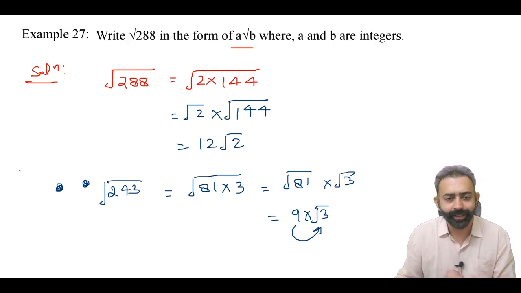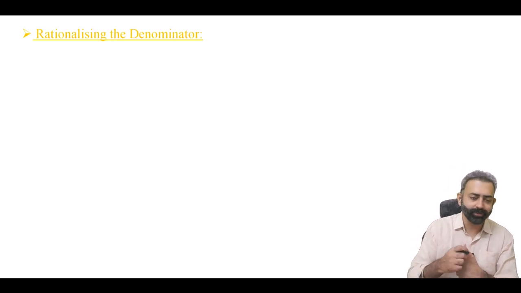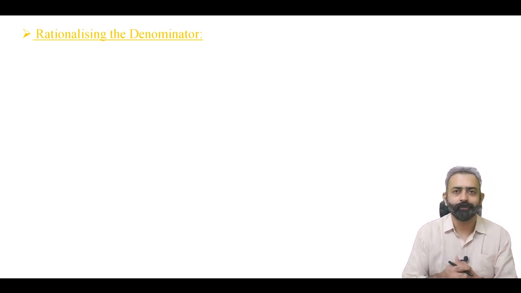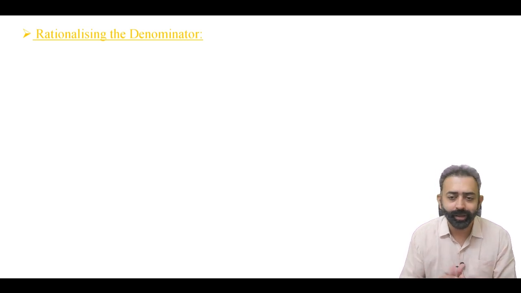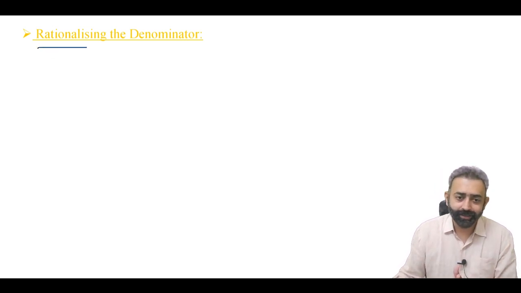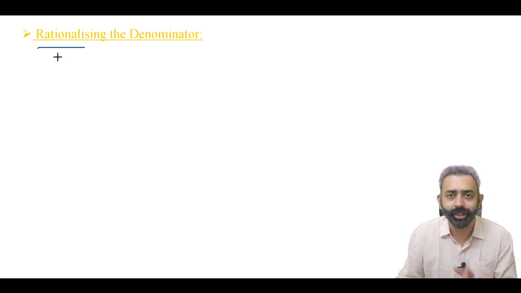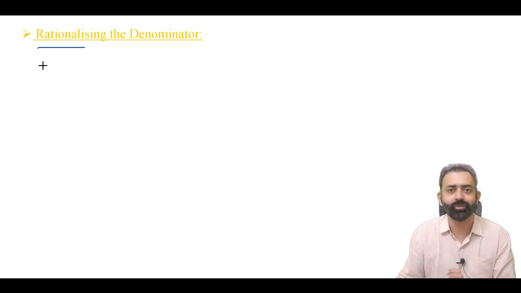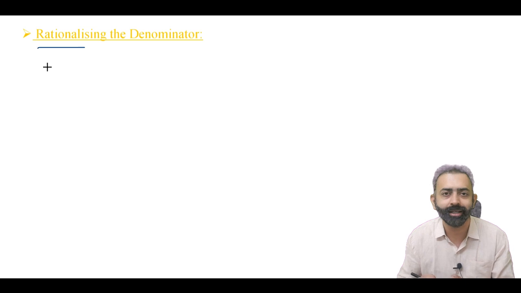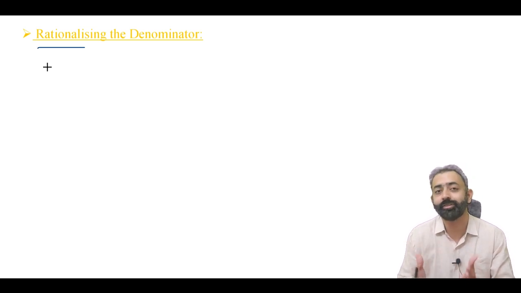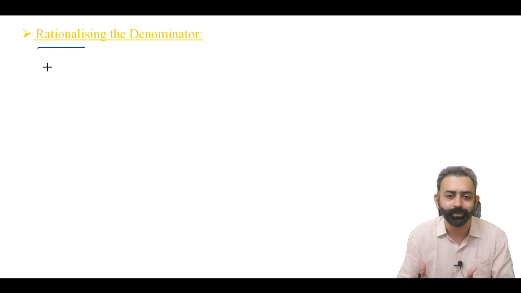Moving on to the next topic, which is rationalizing the denominator. Now, what is rationalizing the denominator? As the word says, we need to make some sense of the denominator, because it is not making sense. So what is not making sense, and why are we using the process of making it sensible? That is the meaning of rationalizing the denominator.